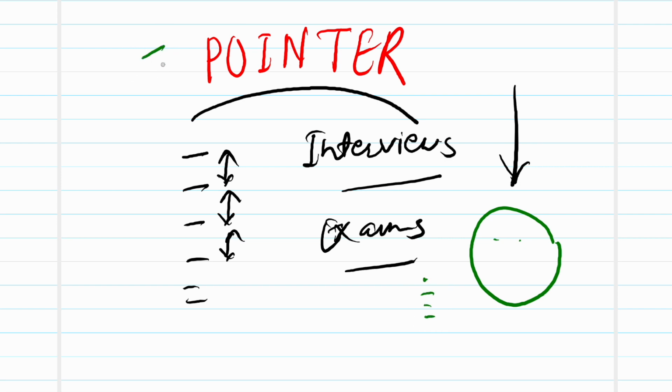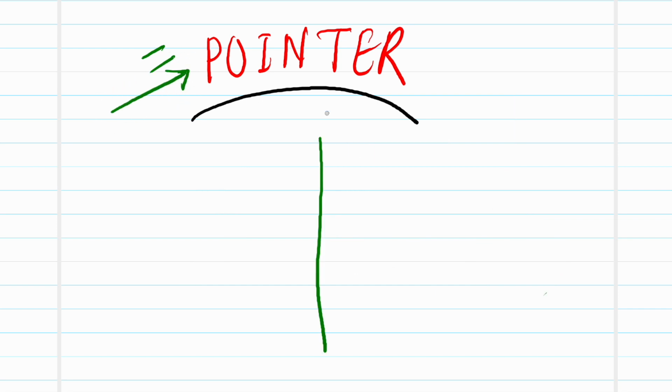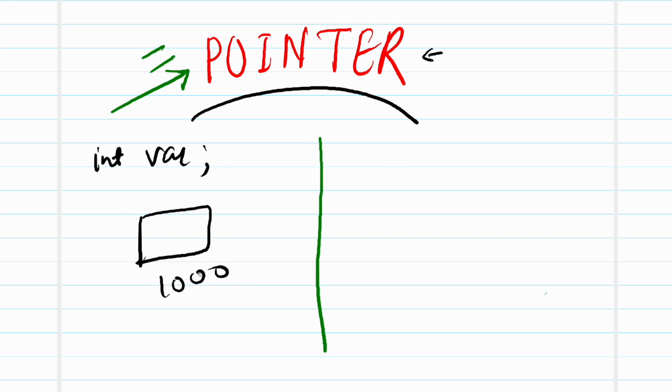Without any further delay, let's start our discussion with the definition of this pointer. This pointer is similar to any other normal variables. This normal variable is stored somewhere in the memory. Let's say it is on 1000 memory location, and if I define it here with value 5, then this memory location will contain value 5.